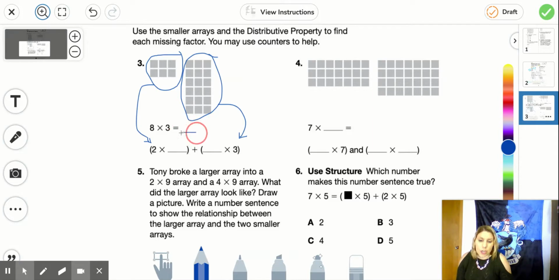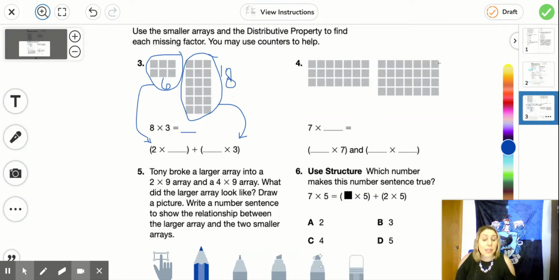Then your final job is to figure out your answer by adding these 2 partial products. So if this has 2 times 3, which is 6, and this is 1, 2, 3, 4, 5, 6 times 3, which is 18, we're going to add those 2 numbers together to get our final answer.